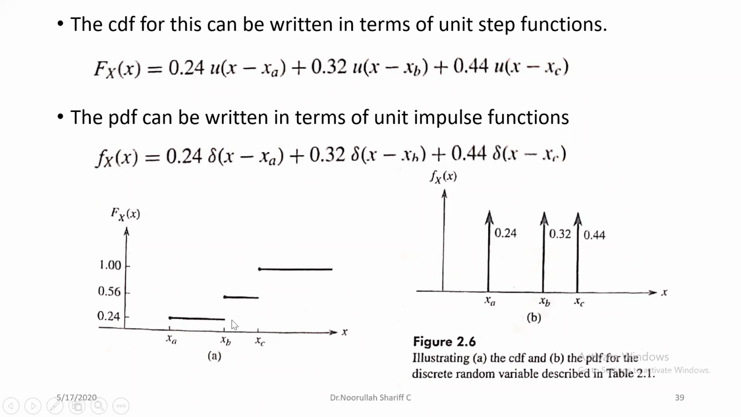So for x less than xa, it is 0. Between xa and xb, it is 0.24. Between xb and xc, it is the sum of the two, 0.24 plus 0.32. Above xc, it is the sum of all three, 0.24, 0.32, and 0.44, and that is equal to 1. So that is how we will plot the Fx(x).